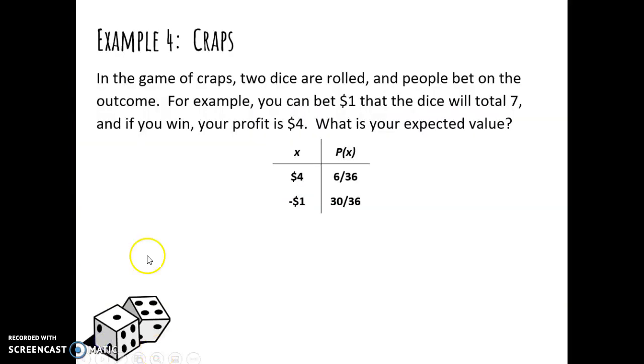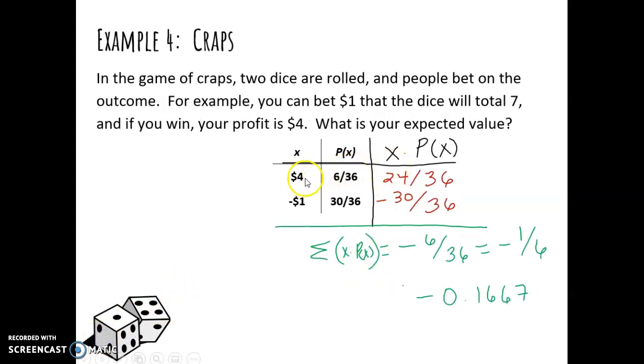Here is another example. In the game of craps, 2 dice are rolled and people bet on the outcome. For example, you can bet $1 that the dice will total 7, and if you win, your profit is 4. What is your expected value? So pause the video and try this one either by the calculator or by hand, or if you want to be really in the know, do it both ways and then come back and check your answer.